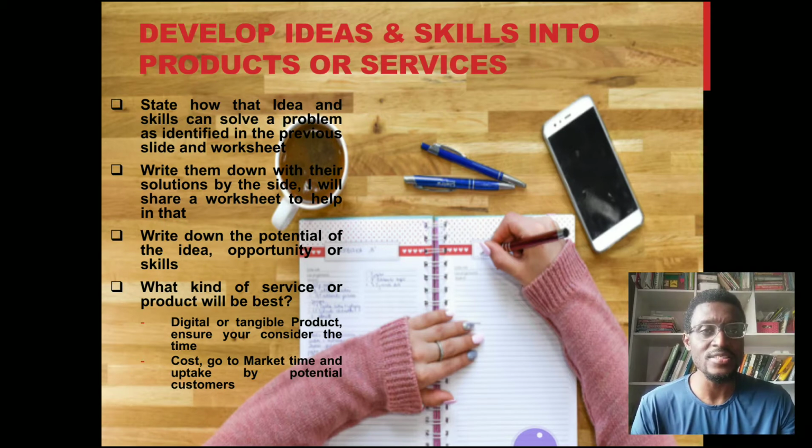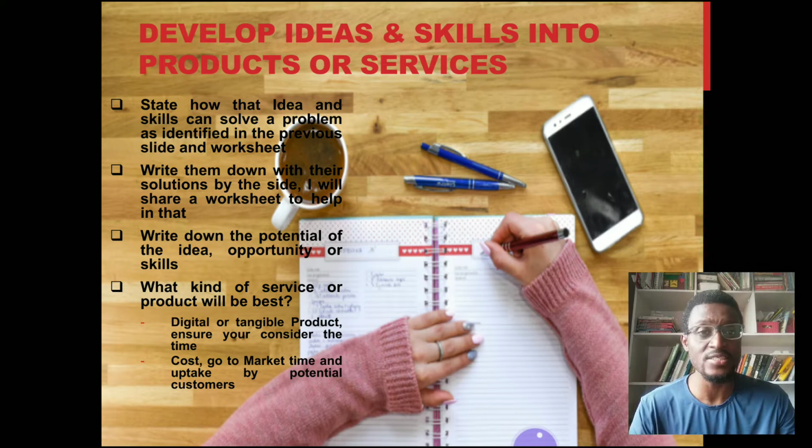Watch just what I've just discussed. You've identified a need within your environment and also identified a skill. So how are you going to map them? Or an idea you've actually written down. You need to be able to map the environment to yourself. All right, so write them down with their solution by the side. I will also share a worksheet to help you in that. All right, so write down the potential of the idea, the opportunity, or what the skill is bringing out, or the idea is actually displaying. So what kind of service or product will be the best when you have identified that? I will explain that more in the next slide.